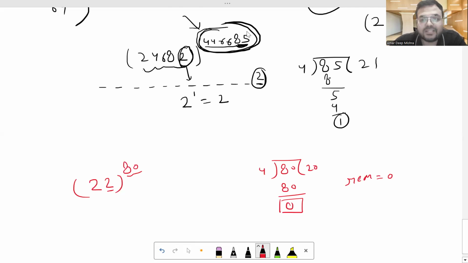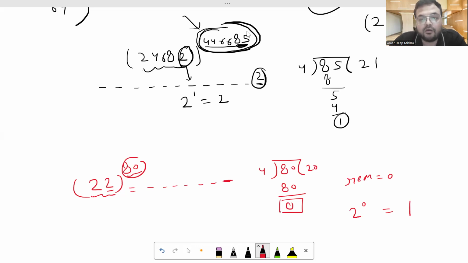Now remainder 0 means what? Ideally, you should have taken 2 power 0, that means 1. But the problem here is this 22, it's an even number. So an even number to the power of any number, if you expand it, you will get an even number, right? That means at the unit place, you should get an even number. You cannot get 1, 3, 5, 7 or something like that.